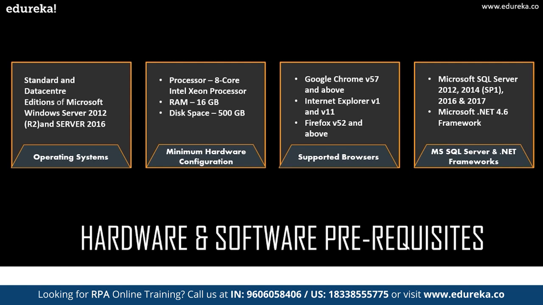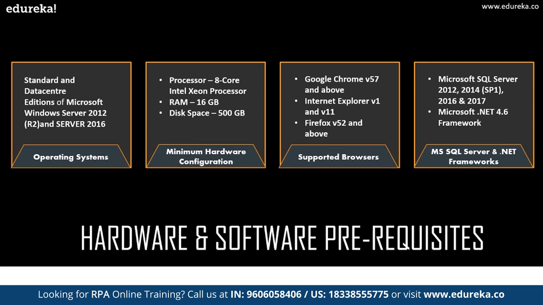You must have standard and data center editions of Microsoft Windows Server 2012 R2 and Server 2016. You should have a basic processor, an 8-core Intel Xeon processor, and a RAM of 16 GB with at least 500 GB disk space. You can have Google Chrome version 57 and above, or you can also go for Internet Explorer version 11 and Firefox version 52 and above. Also, you should have Microsoft SQL Server of 2012, 2014 SP1, 2016 and 2017, and the Microsoft .NET 4.6 framework.